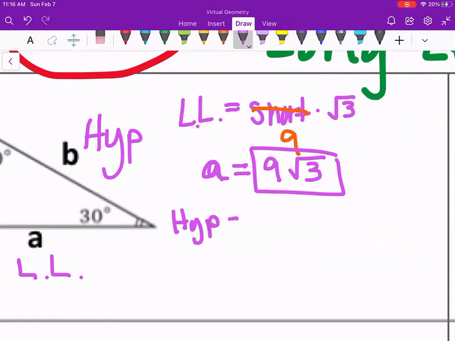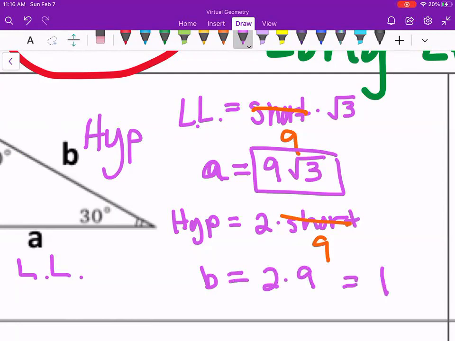Now I need the hypotenuse, which is 2 times the short. Well, again, if my short has a length of 9, then my hypotenuse, which is B, is 2 times 9, which is 18. And there are my 2 final answers. The short piece is the key here, because for every kind of triangle with these 30, 60, 90s, you need the shorter leg. So if you do not have that shorter, you must find it first.